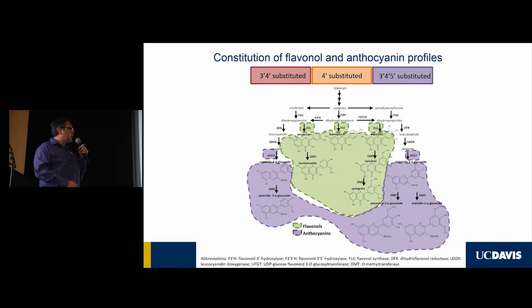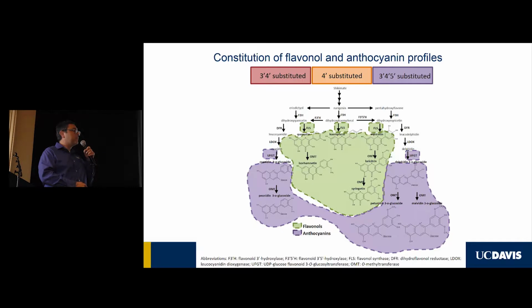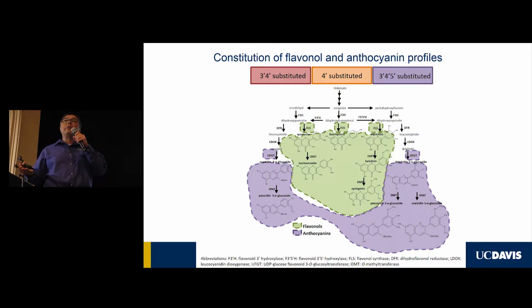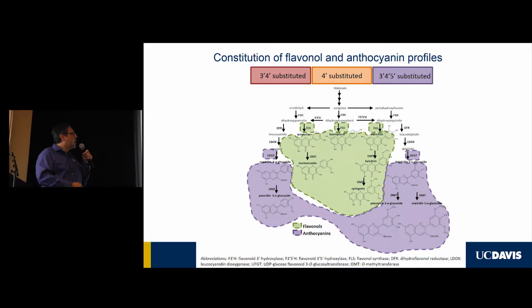The compounds circled here in green are the flavonols, and these are the compounds that can co-pigment in the wine matrix with the anthocyanins. We have this monosubstituted compound called kaempferol, and that's usually only seen under severe ultraviolet light stress and water stress. But everything is coming from the shikimate pathway, and you have these two parallel downstream pathways.